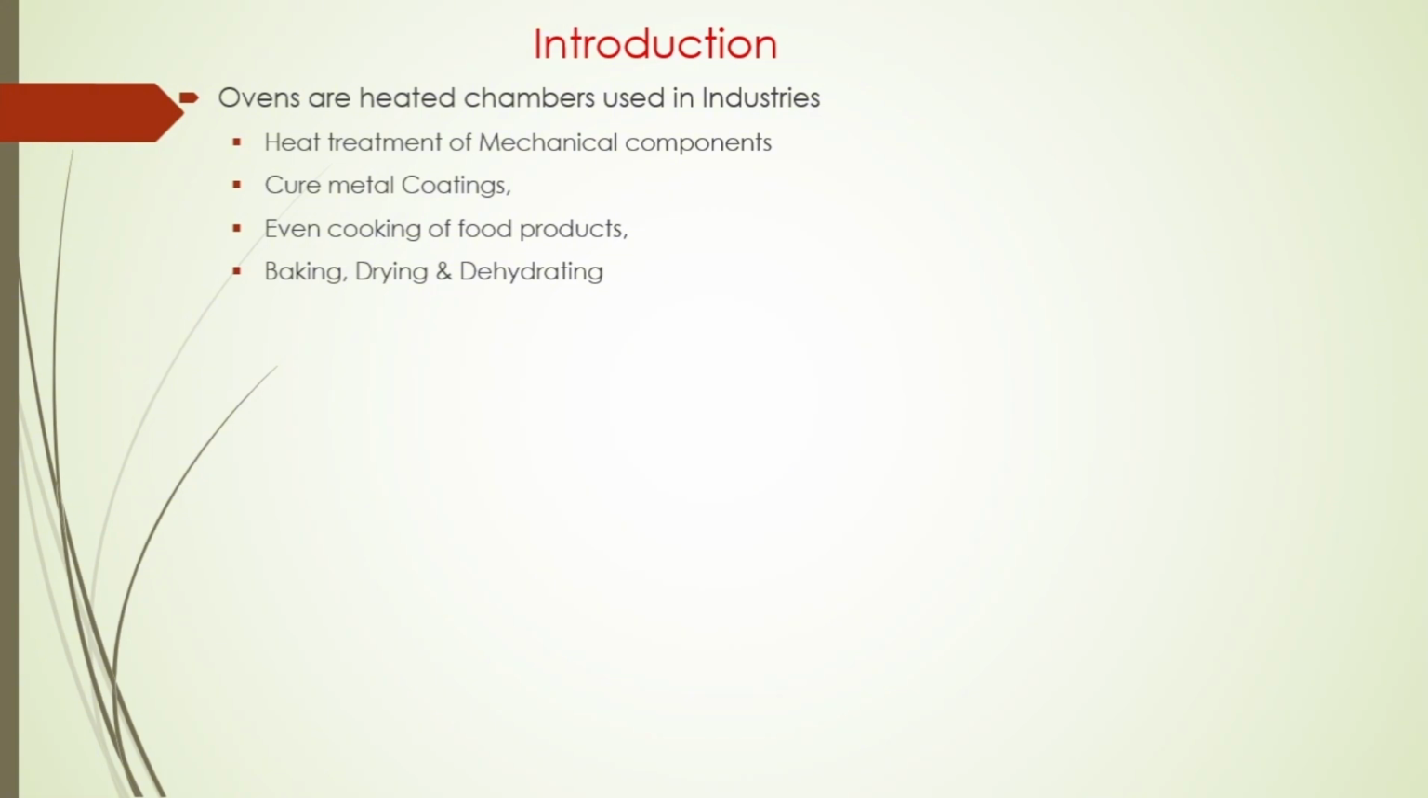Cure metal coatings. Curing is a chemical process at higher controlled temperature. This enhances properties such as adhesion, chemical resistance, and qualitative surface finishing. Further, ovens are extensively used in the food industry to enhance the quality of food products. Baking, drying, and dehydration are some of the processes used in the food industry.